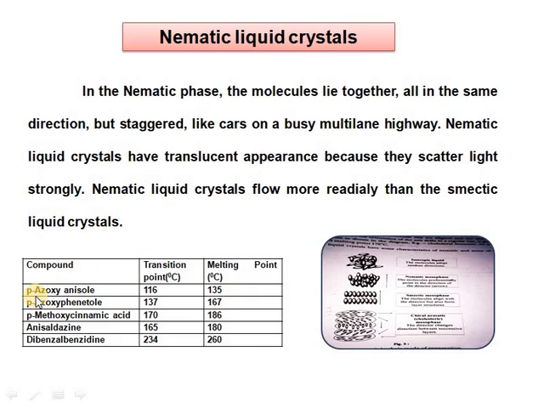For example, para-hydroxyanisole, para-hydroxyphenol, para-methoxycinnamic acid, anisaldazine, then dibenzyl benzidine. So these are some of the examples of nematic liquid crystals with their melting points.